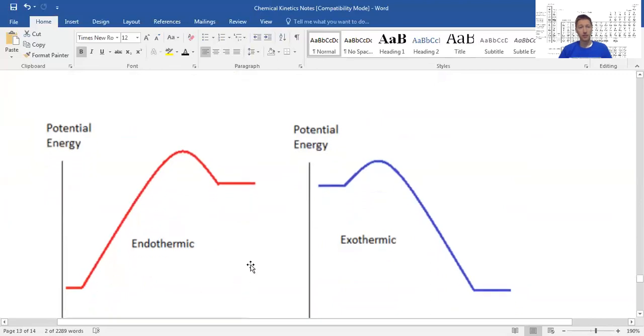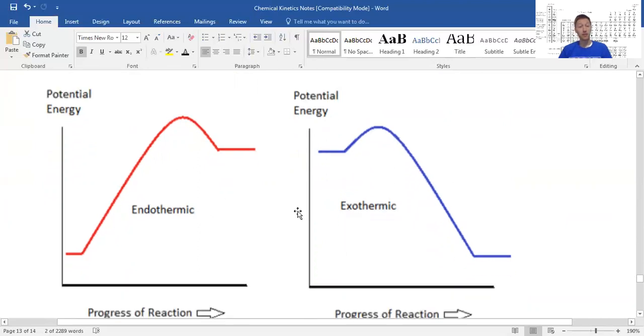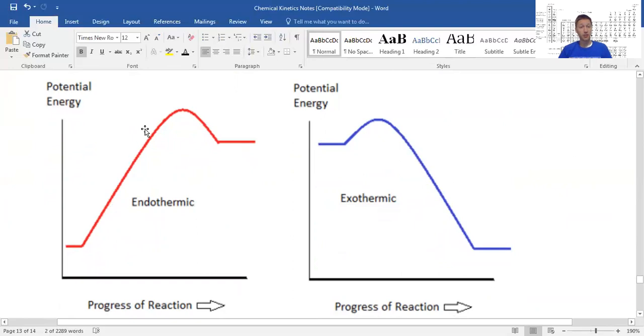So again, endothermic finishes higher. Exothermic finishes lower on the energy diagram. And if we compare the speed of these reactions here, this is a slow step. It could be a long time for a person to run up this hill and get to here. And so this would be very fast.